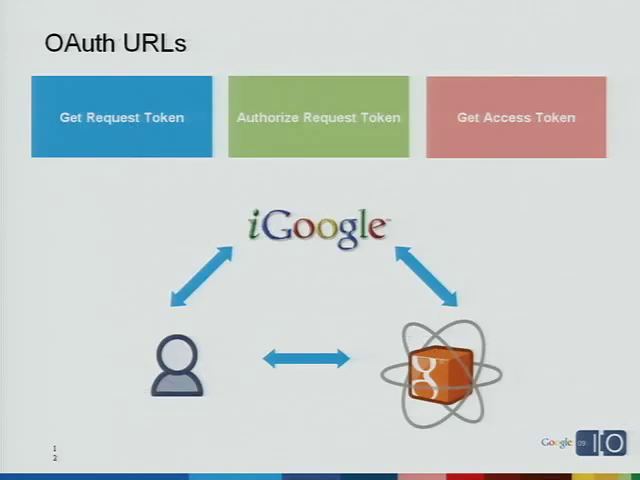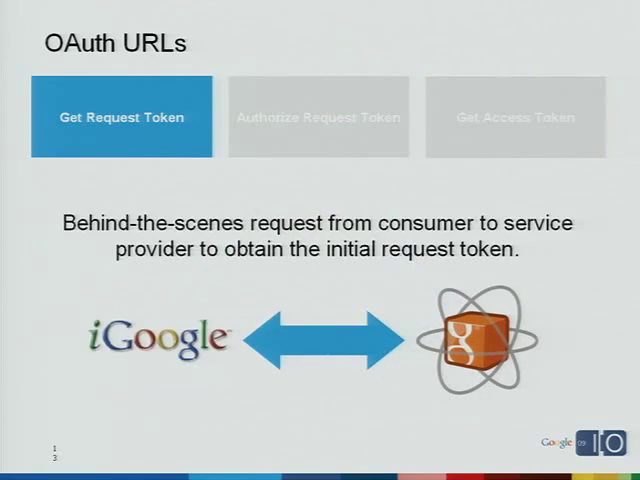So these three OAuth players are going to interact in three distinct steps, which is called the OAuth process or the OAuth dance. The first step is a get request token step. This is a behind-the-scenes request from the consumer to the service provider. The user doesn't see any of this. What's going to happen is that the consumer is going to ask the service provider for a request token. And this request token is going to be used in subsequent requests in the OAuth process.